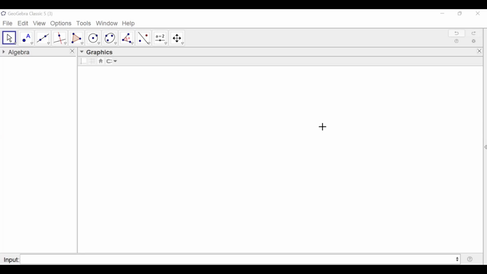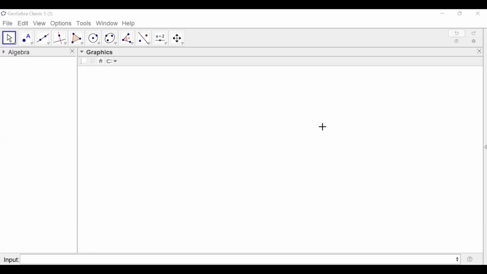So today, guys, we are going to look at the demonstration of a very important theorem in circle geometry. What I have here on the screen is a GeoGebra app. GeoGebra is an open source app which we can use to demonstrate a lot of things in mathematics. We can animate objects and make learning in mathematics much more interactive.